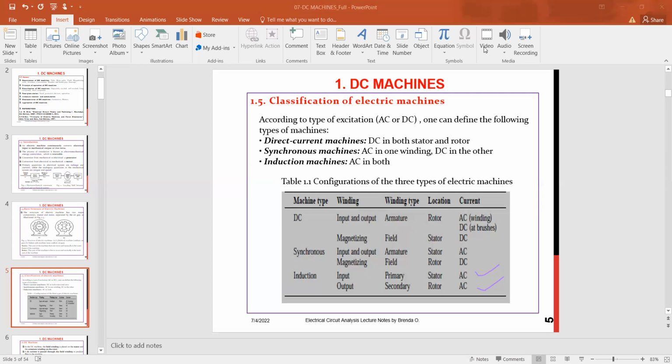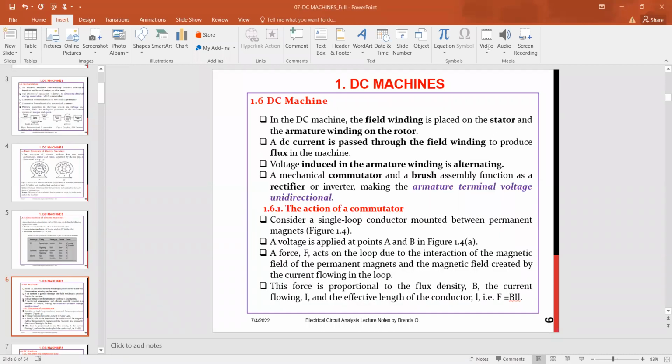So moving on to our next slide, on the action of a commutator. Under the action of a commutator, we want to consider a single loop conductor mounted between two magnets. A magnet has two poles, the north pole and the south pole.